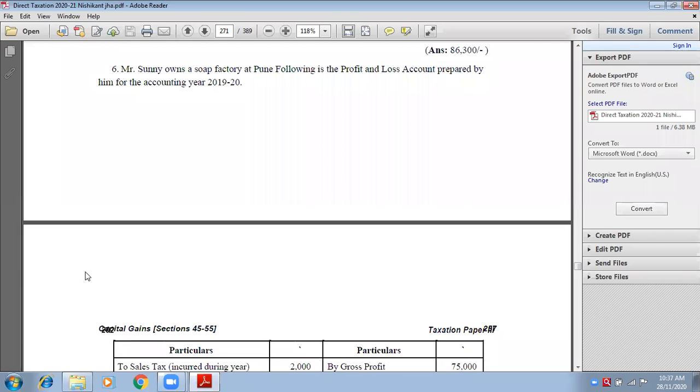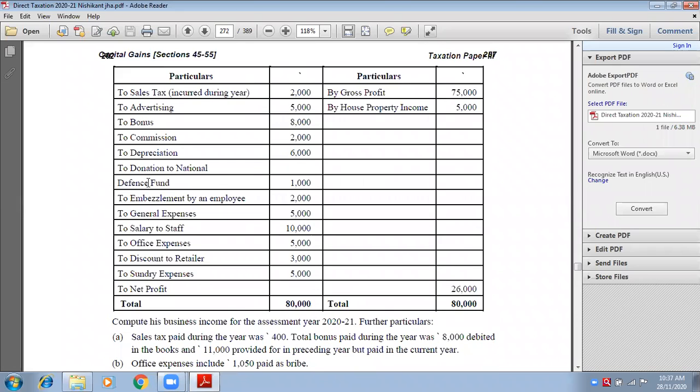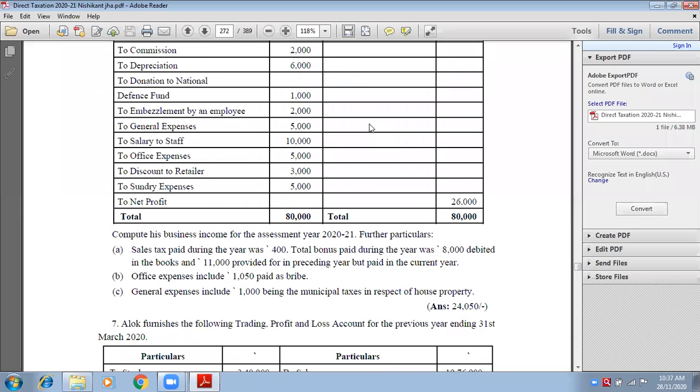Question number 6. Mr. Sunny owns a soap factory at Pune. Following is the P&L prepared by him for the accounting year 1920. See, look at this. These are the expenses on the debit side, and we have one income on the credit side, which is related to house property. So definitely this will be taken out. Okay. Now next is we have a few adjustments also. Okay, one by one we will see.